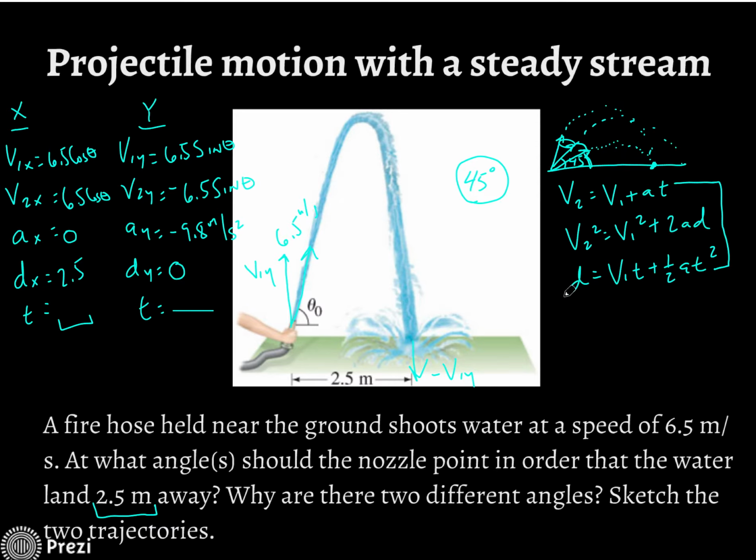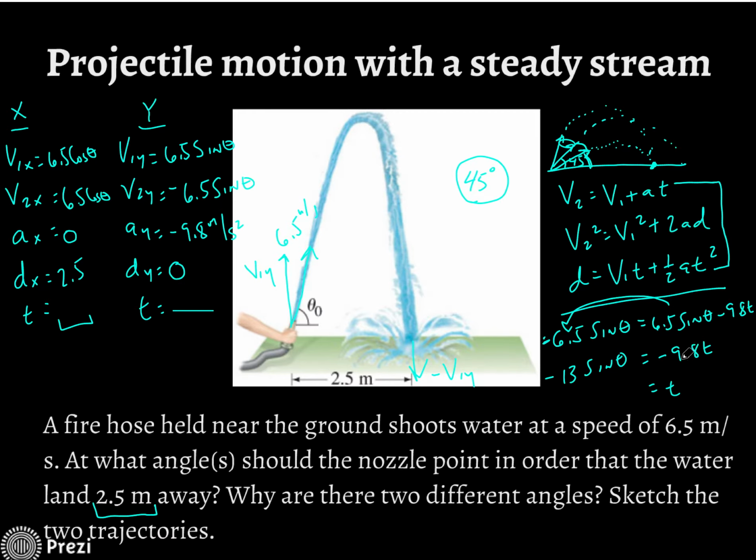So if I say negative 6.5 sine theta, and this is v2, so that's going to be negative, equals, what's my initial velocity in the y direction? 6.5 sine theta, minus, a is 9.8, so minus 9.8 t, right? Okay, if I subtract this over to the other side, I get negative 13 sine theta, because this is minus, and then I minus another 6.5, so I get minus 13, divided by negative 9.8 t.